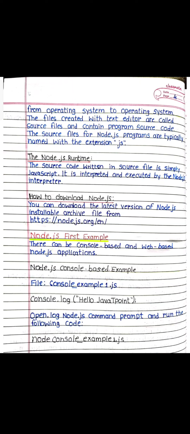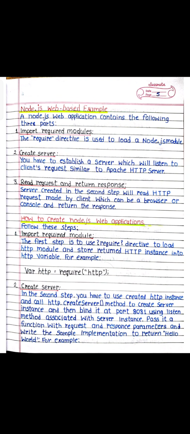First example: there can be console-based and web-based Node applications. Node.js console-based example: file console_example1.js contains console.log("Hello JavaTpoint"). Open the Node.js command prompt and run the following code: node console_example.js.